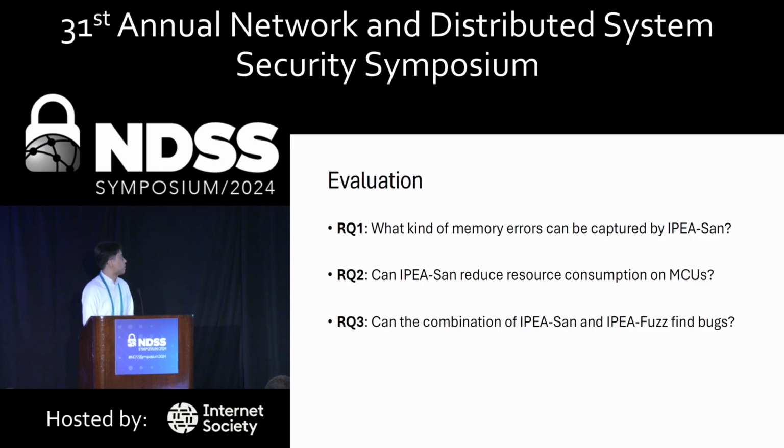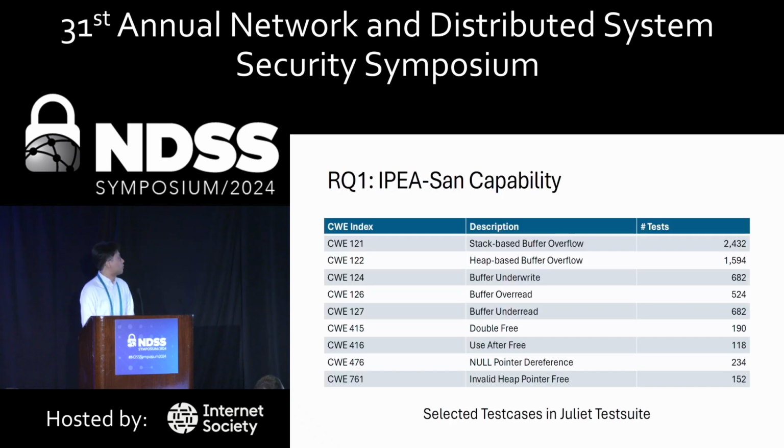The evaluation aimed at answering three research questions. First, what kind of memory errors can be captured by IPEA-San? Second, what is the overhead introduced by the instrumentation? And third, will the combination of IPEA-San and IPEA-Fuzz find more bugs? For the first question, we verified IPEA-San with the Juliet test suite. Given that IPEA-San is designed for hunting memory corruptions inside the firmware, we only picked the memory-related test cases from the test suite.